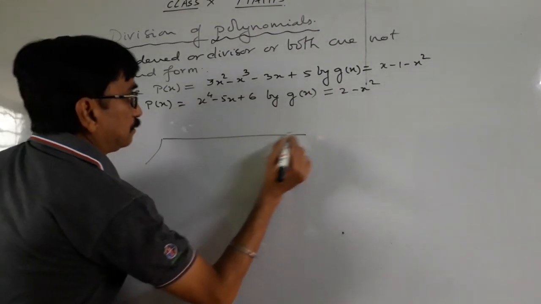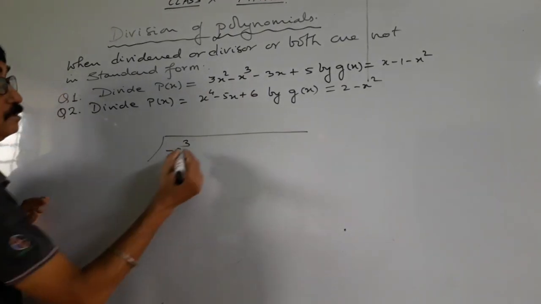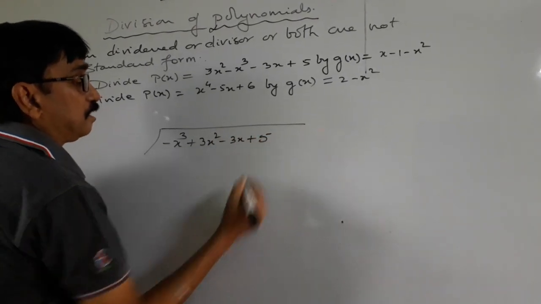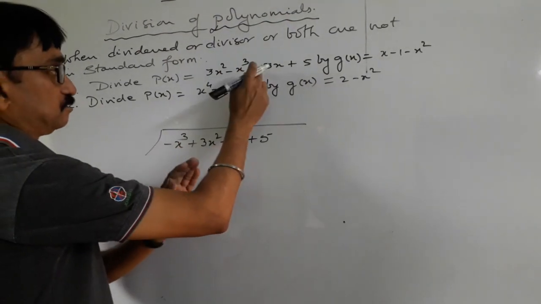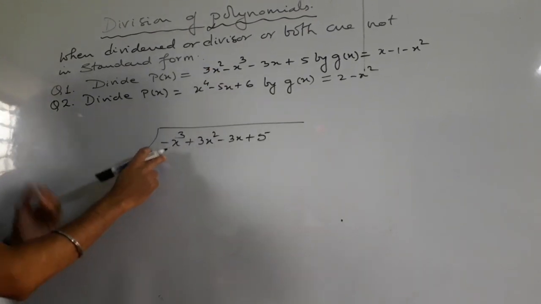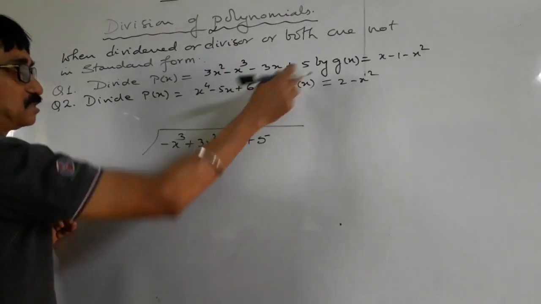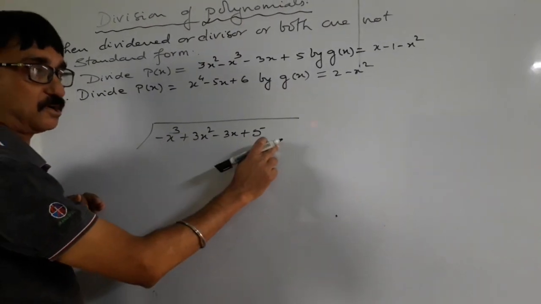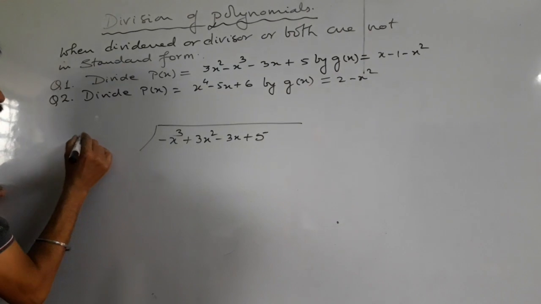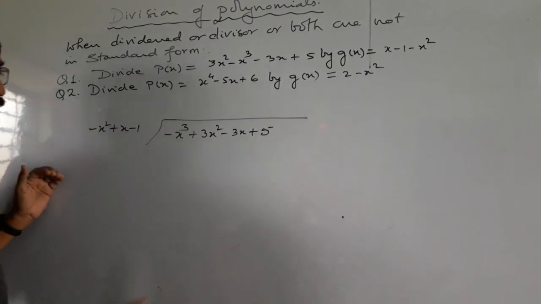First, we have to write down the highest degree term: minus x cube plus 3x square minus 3x plus 5. When we shift the positions, no sign change will be there. Minus will not become plus; it will be as such: minus x cube plus 3x square minus 3x plus 5. Now this dividend is in standard form. Now see about the divisor. This is not in the standard form, so it becomes minus x square plus x minus 1. Now it is in the standard form.